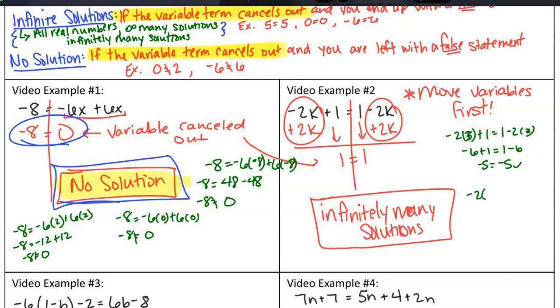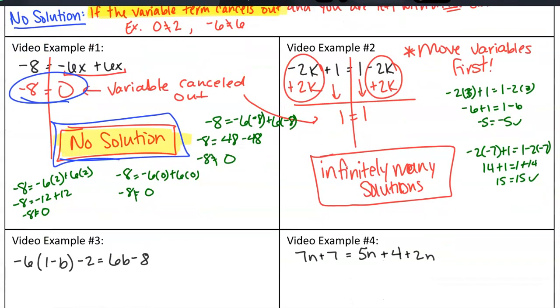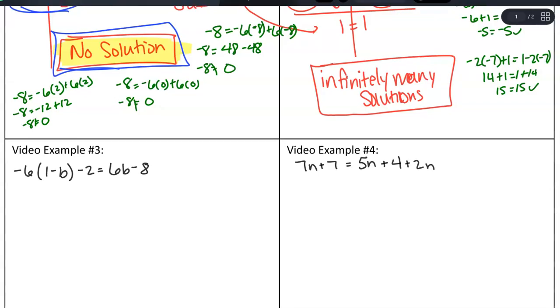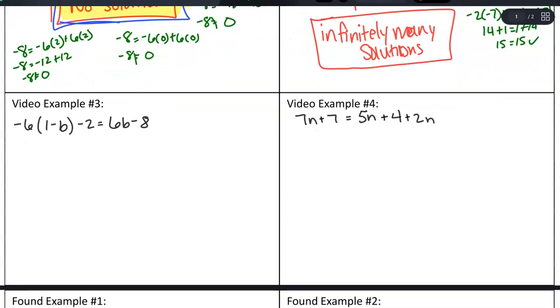Let's pull another random number out of our hat. Let's go -7. -2 times -7 is a positive 14. 14 plus 1 is 15, and 14 plus 1 is 15. So any number that you pull out of the hat is going to work in this equation. That's why there's infinitely many solutions, and that's why we can't really check our work, because there's too many numbers to check. Same with no solution. There's no point in checking those because nothing's going to work.